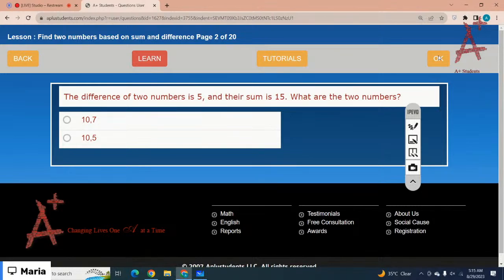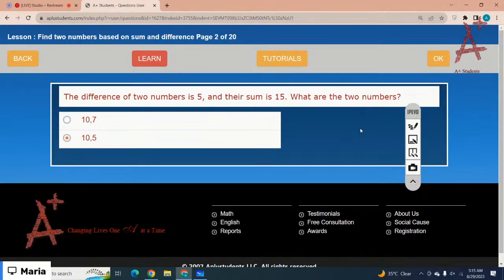So the correct option is 10 and 5, right? When you add them, 10 plus 5 makes 15. And when you calculate the difference, 10 minus 5 equals 5. So the correct option is 10 and 5. Option number 2 is the correct option, isn't it?